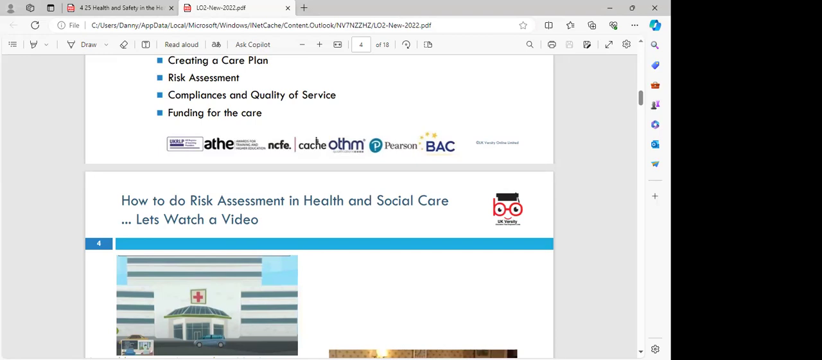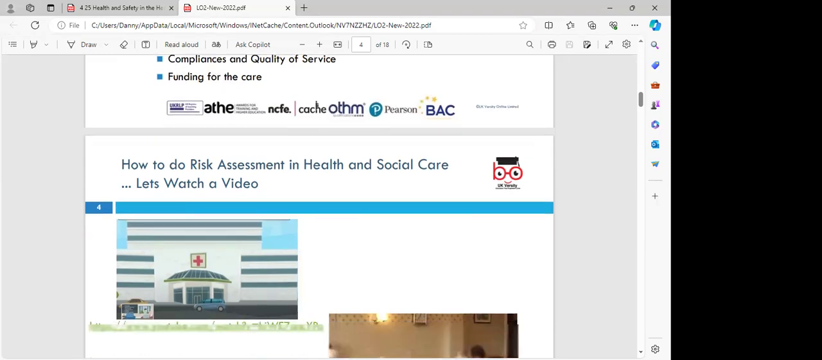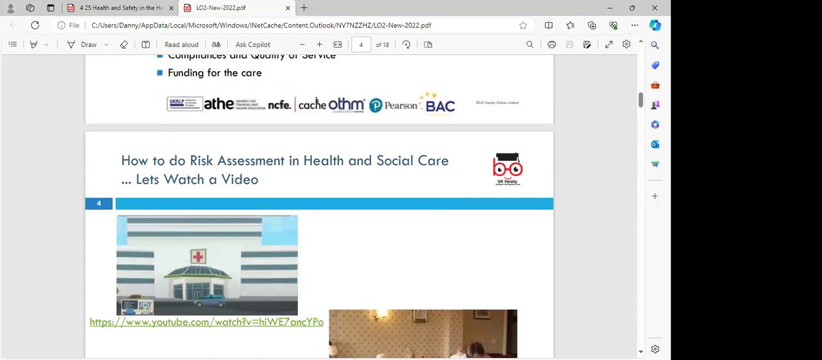Then lastly, you can look at funding for the care. Funding for the care is the funding that the patients would need so that a carer or a service provider can come and take care of them. Without state funding, it becomes very difficult for a service provider to provide services. So the social workers normally apply for government support for this. In the UK, it is what we call the Social Care Act. The support, normally from the council, will enable a service user to be well catered for by a service provider. Okay.